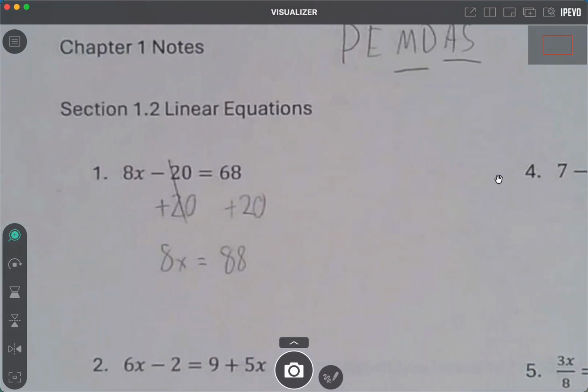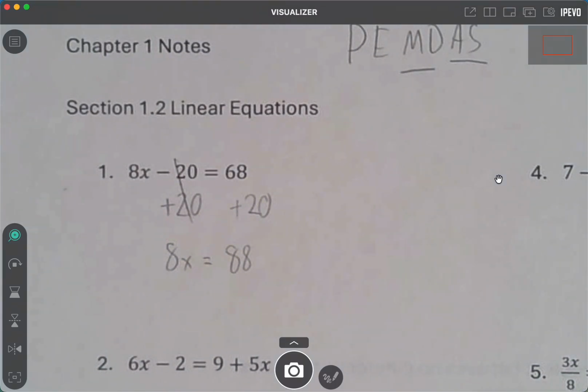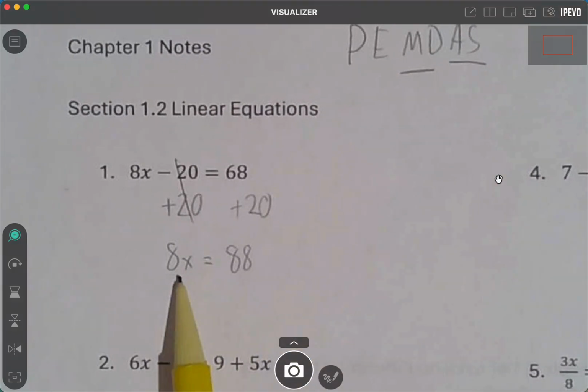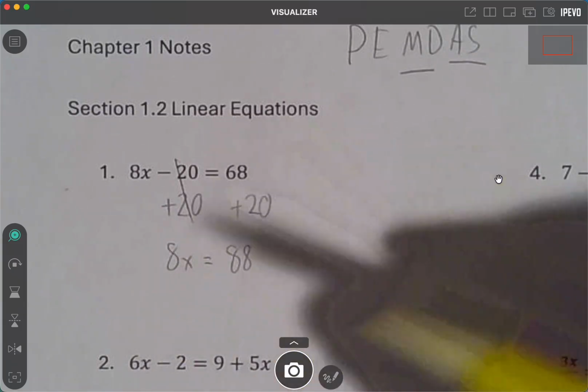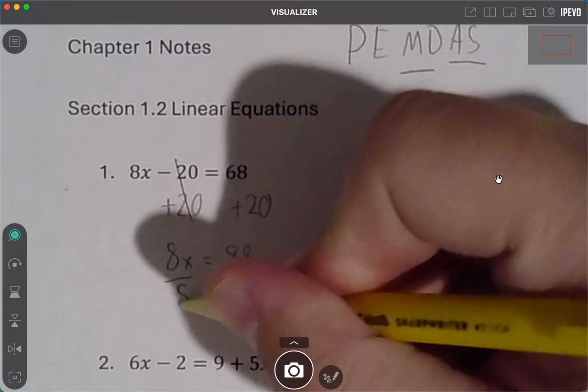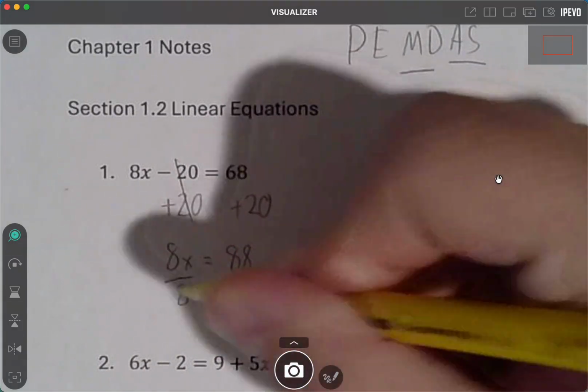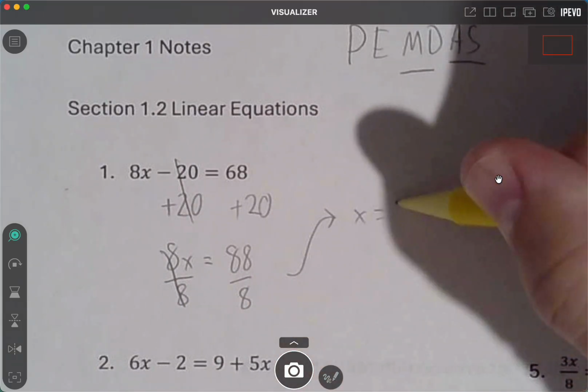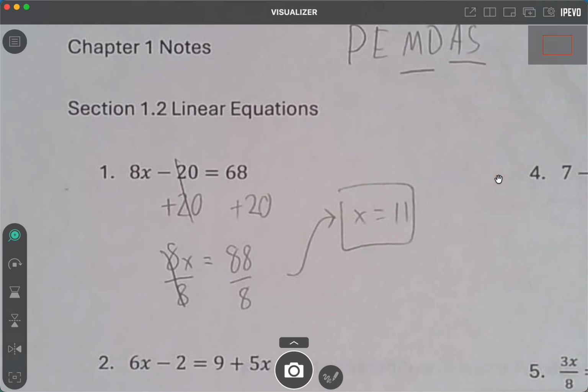Now I just need to get x by itself. Same question, but how do I do it? Well, now there's only one operation occurring with x. X is being multiplied by 8, so I will do its opposite operation, which is division, and I'll divide by 8. Well, then I get x equals 11, and I've solved my equation.